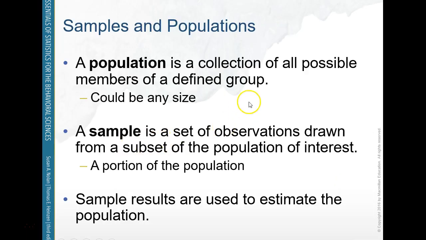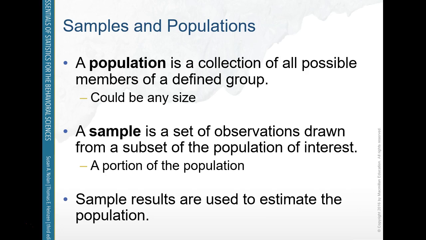So a population is a collection of all possible members of a group. It could be any size. Typically, we're interested in very large populations, like everyone who has been diagnosed with an anxiety disorder, if I'm trying to study anxiety disorders. But it could be a very small population.